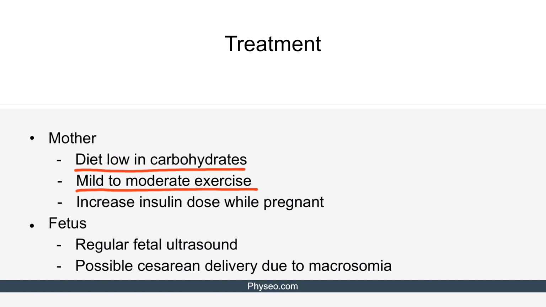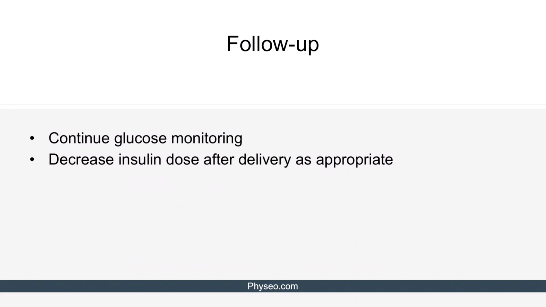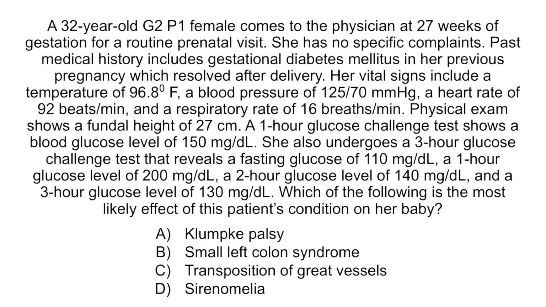As for the fetus, we need to regularly perform fetal ultrasounds to monitor for diabetic complications in the baby. Additionally, we might need to perform a cesarean delivery during labor due to fetal macrosomia. All right, lastly, let's discuss follow-up. We should continue glucose monitoring in the mother after delivery. The insulin dose should also be decreased after birth because human placental lactogen is no longer increasing insulin resistance in a non-pregnant woman. All right, let's wrap up with a final question.